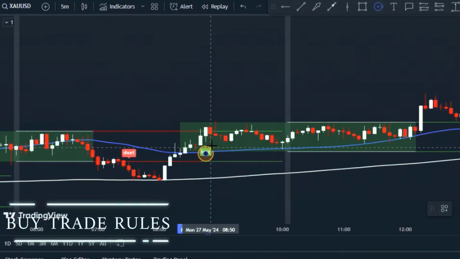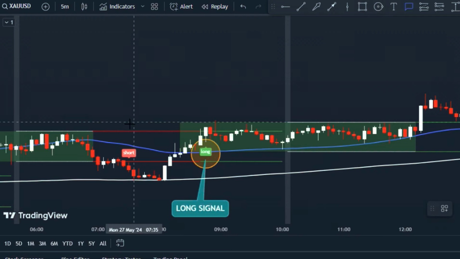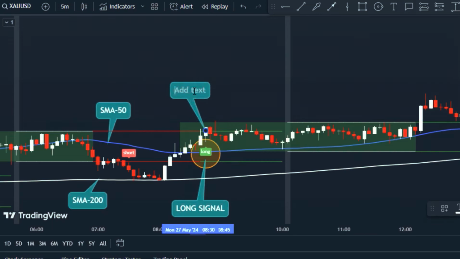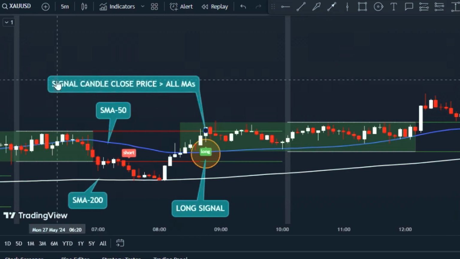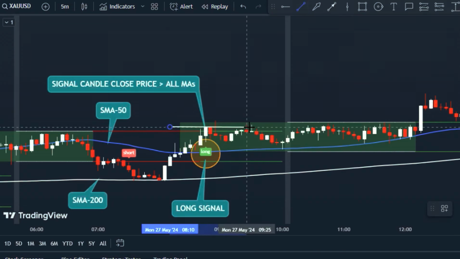Want to spot a long trade? Great. First, look for a long signal on your chart. Next, make sure the signal candle's close price is above both SMA 200 and SMA 50 lines. This confirms an uptrend, giving you the green light to enter the long trade.